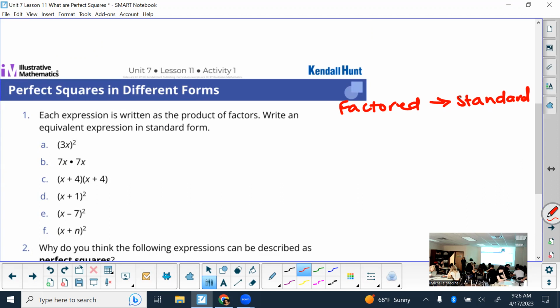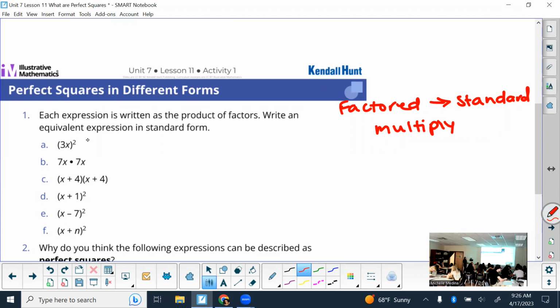Right, don't overthink it. What do we do with factors? What are factors? They're things we multiply. So if it's in factored form and we need to get to standard form, we just need to multiply. How you multiply kind of depends on the problem. So foiling would work for some of them, not necessarily all of them. Some of them are really just multiplying.